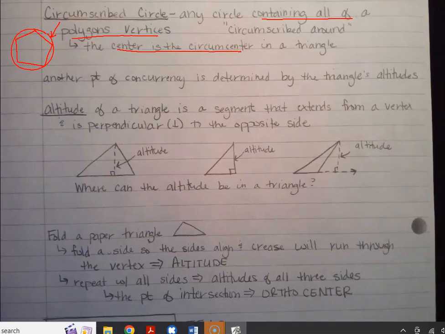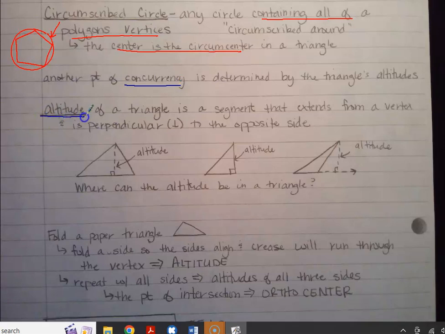All right. Now, changing gears a little bit. Another point of concurrency. What was concurrency? Earlier I said concurrent meant, it's not on your notes, but it's intersection. So another point of intersection is determined by your triangle's altitudes. We haven't talked about altitudes. Earlier we talked about perpendicular bisectors, but we haven't talked about altitudes.